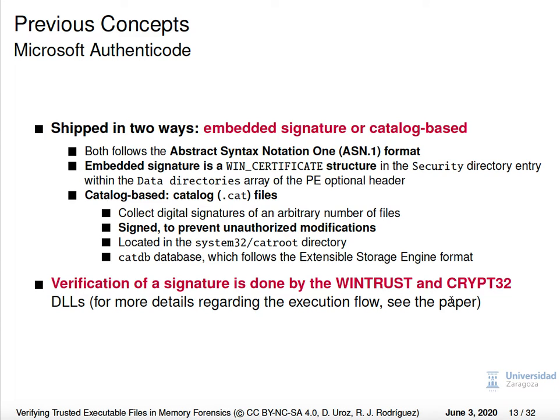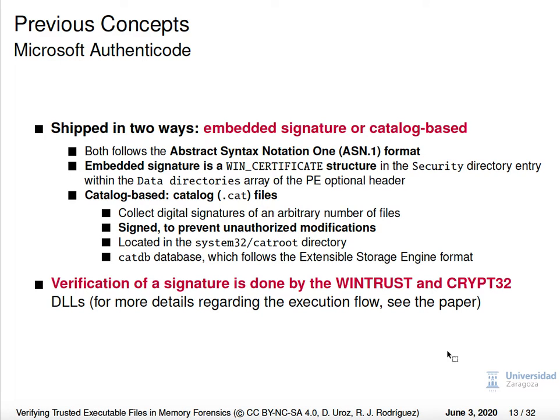So a signature in a Windows file can come in two ways, either embedded or catalog based. In the case of embedded, we are going to find a structure of the portable executable header in which we have the signature. In the case of catalog based, the signature is in an external file, which is a catalog file. This is a collection of digital signatures, and furthermore, these files are signed in order to prevent unauthorized modifications.